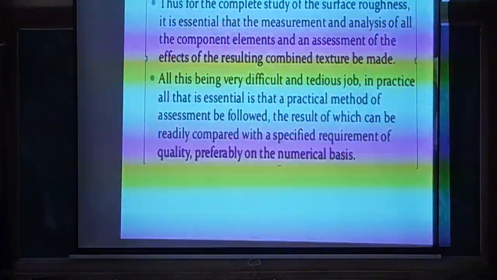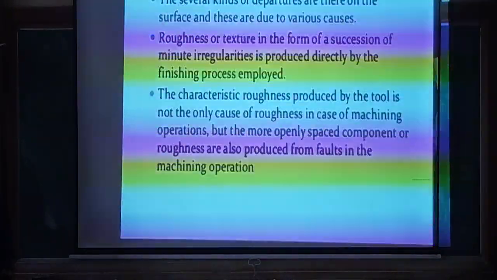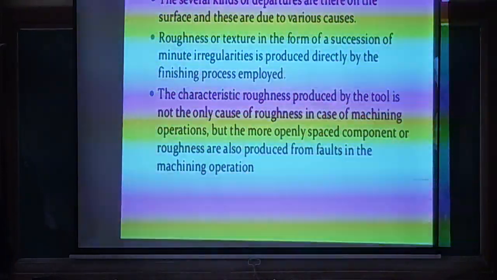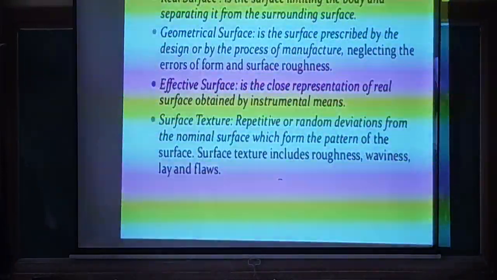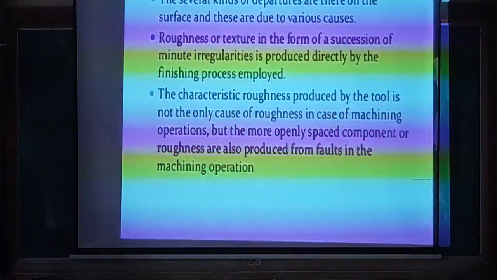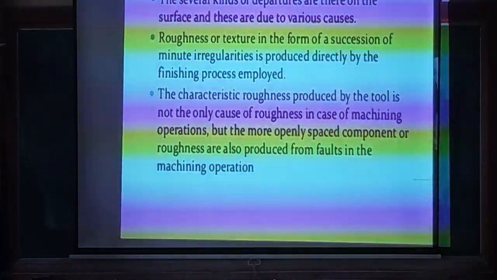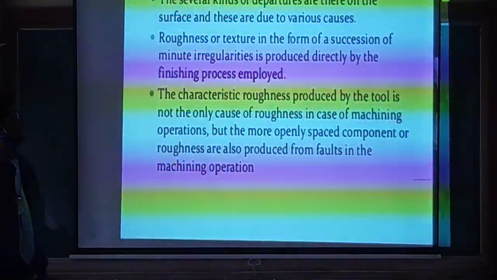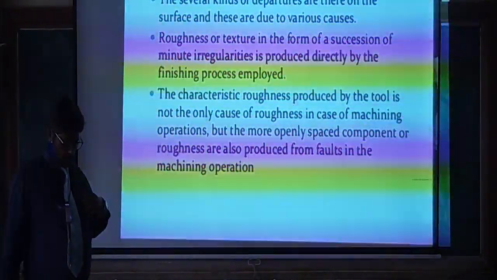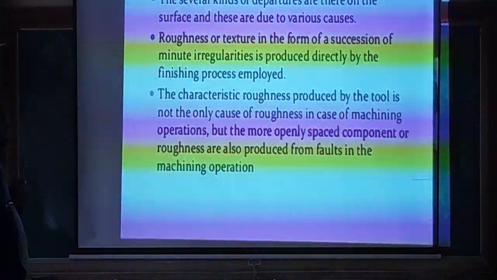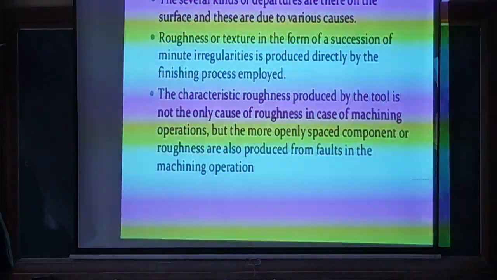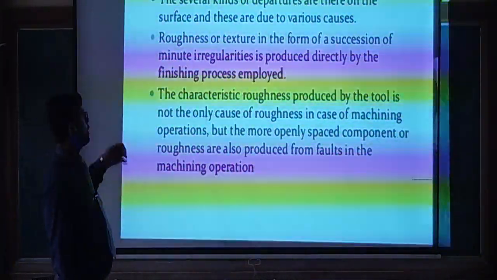And then next is surface roughness. Today I will explain this: what is surface roughness and what is the terminology of that. So in this particular case, on the surface there are several kinds of departures, and these are due to various causes.